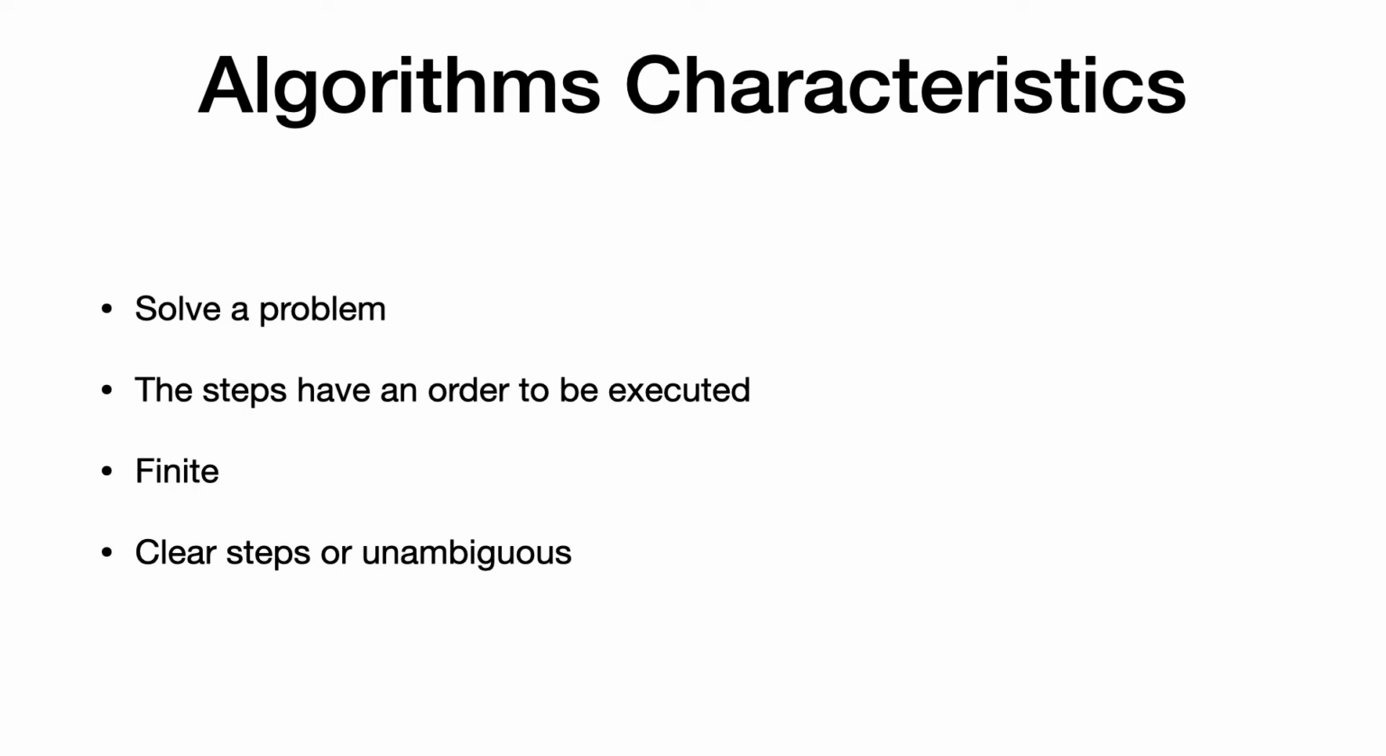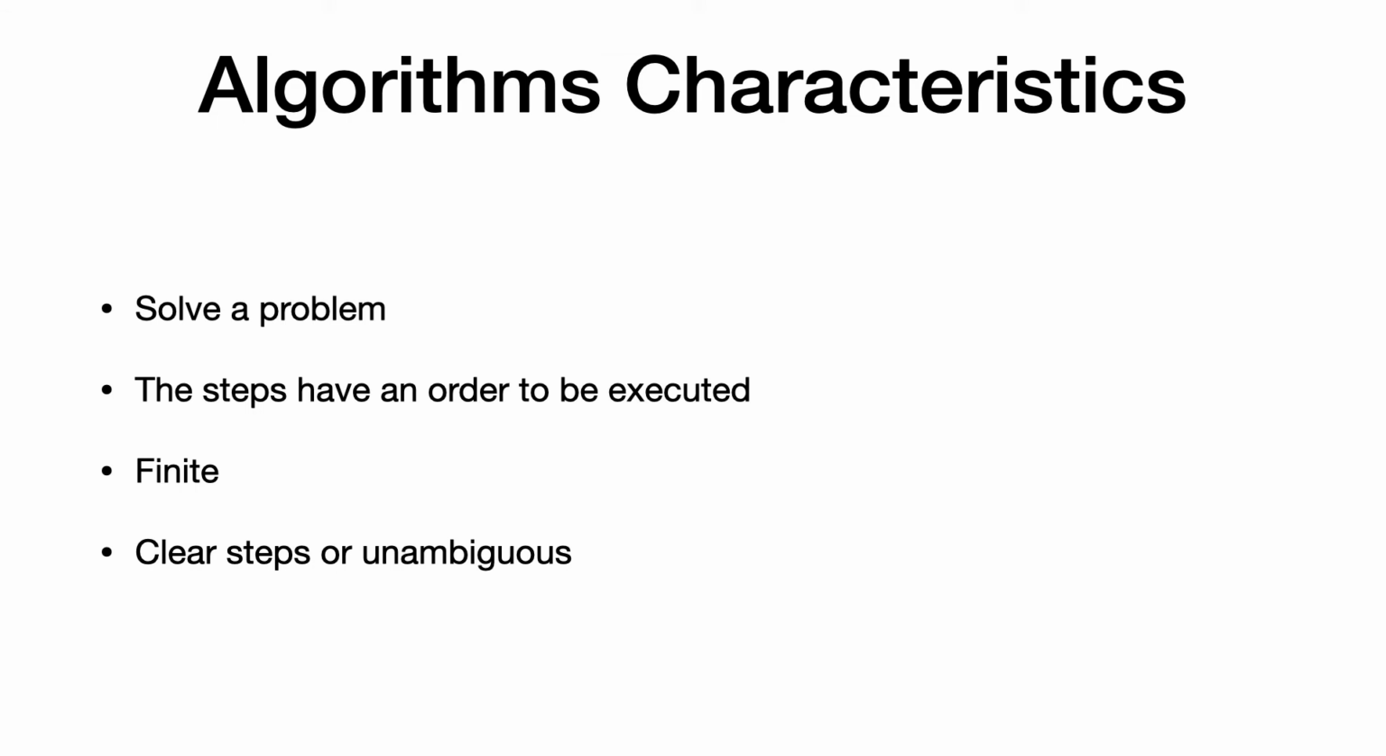All the algorithms have certain characteristics that are very important. So anytime we design an algorithm, we need to consider all these characteristics. So the first thing is an algorithm solves a problem. We don't have an algorithm unless that specific algorithm solves a specific problem.